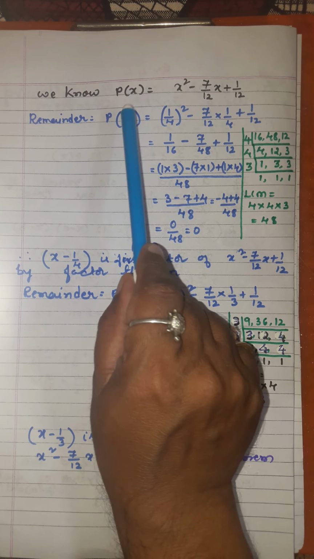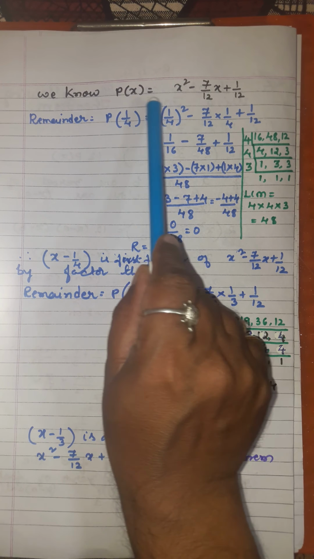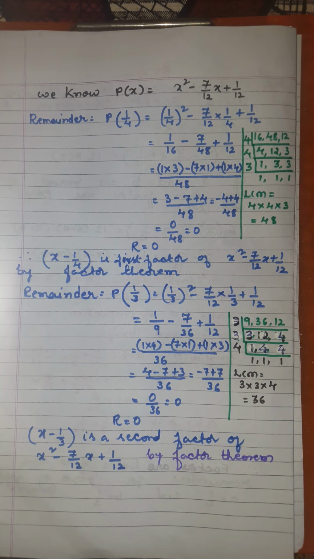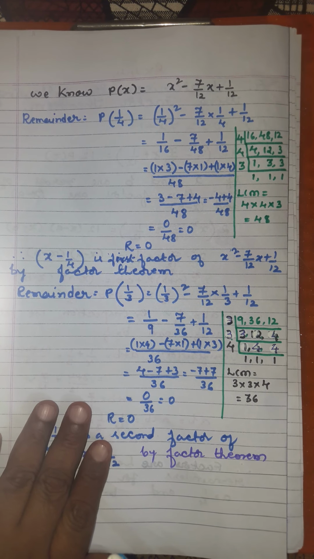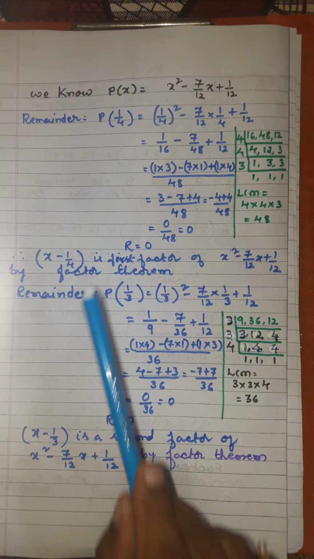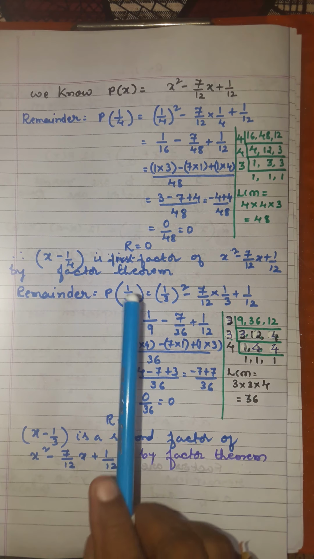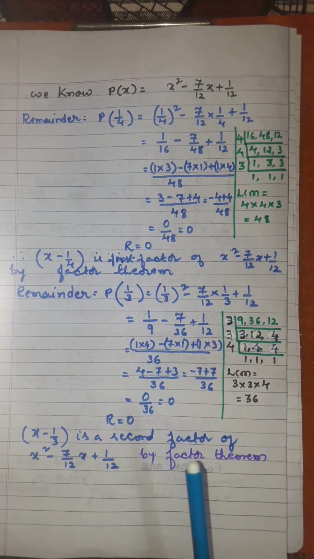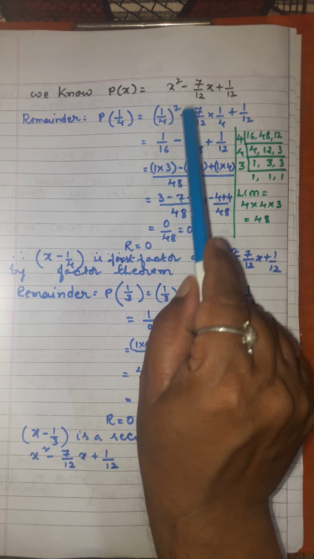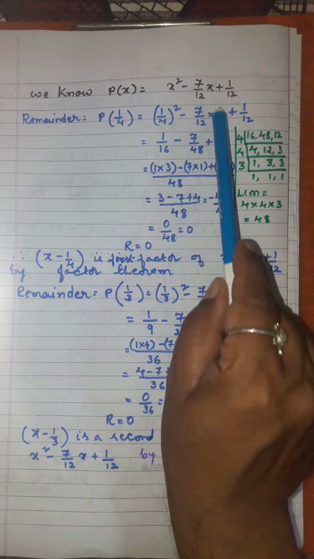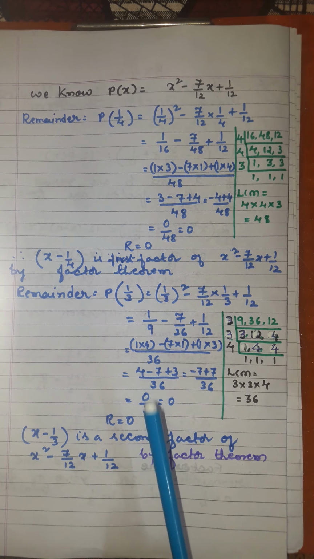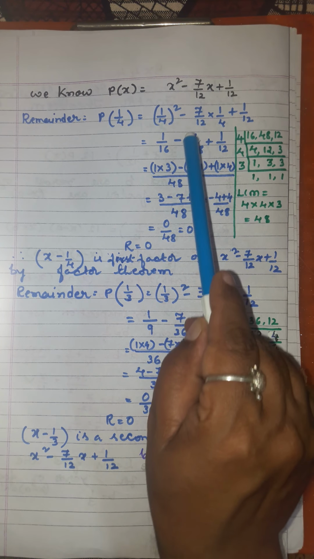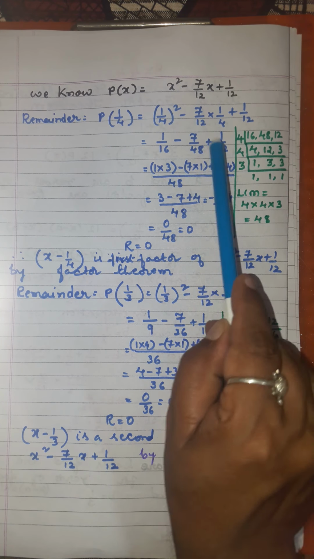Now we know that the polynomial p of x is equal to x square minus 7 over 12x plus 1 over 12. Now let us find the remainder for the first zero, that is 1 over 4. Now substitute 1 over 4 in the place of x in the given polynomial. So 1 over 4 whole square minus 7 over 12 into 1 by 4 plus 1 over 12. Now 1 into 1 is 1, 4 into 4 is 16, minus 7 into 1 is 7, 12 into 4 is 48, plus 1 over 12.